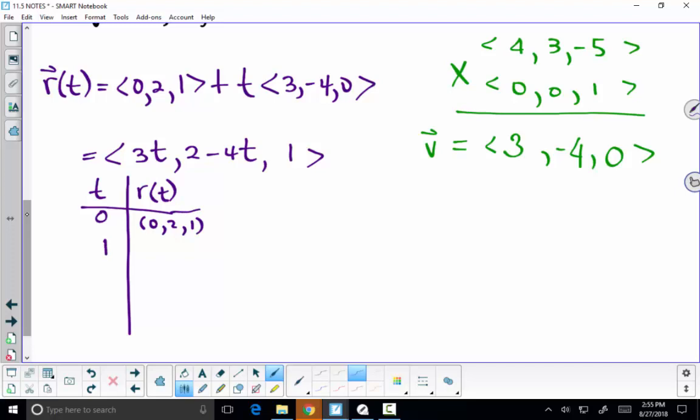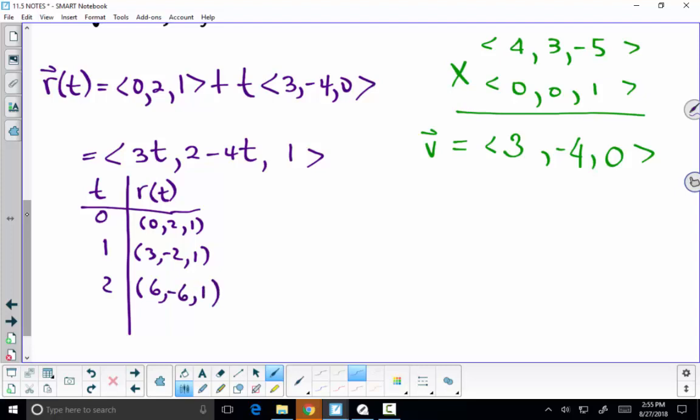Plug in t equals 1. When you plug in t equals 1, you get 3, -2, 1. I said you should get back to v, but you shouldn't. Never mind, you won't get back to v. When you plug in 2, you're going to get 6, -6, 1.